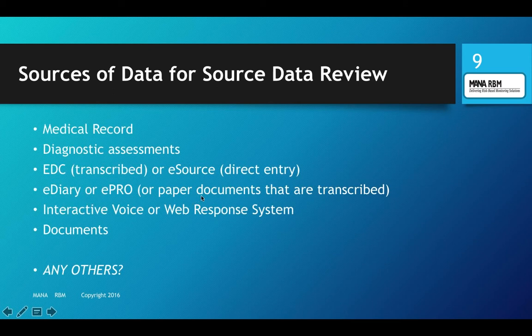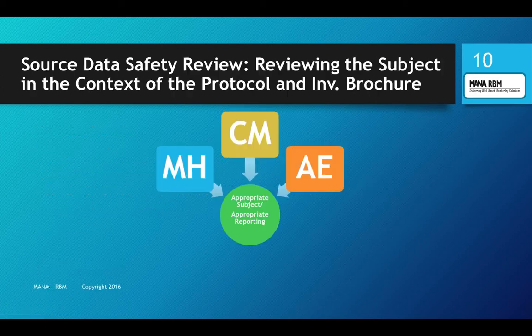So we also have data that's coming in from things like your diaries, more and more of that. Sometimes IVR or IWR systems will collect data from subjects too, so that's important. And don't forget things like documents. So are there any other places for source data review? Yeah. So your labs would be another source. There could be many, many different sources for source data review.